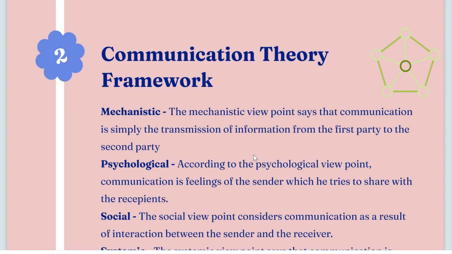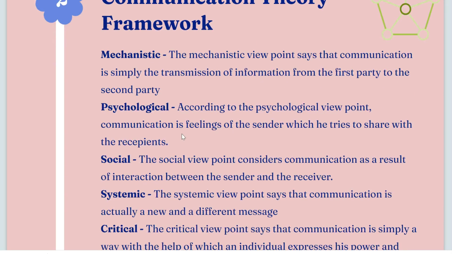The first is mechanistic. The mechanistic viewpoint says that communication is simply the transmission of information from the first party to the second party. And the second is psychological. According to the psychological viewpoint, communication is feelings of the sender which he tries to share with the recipients.